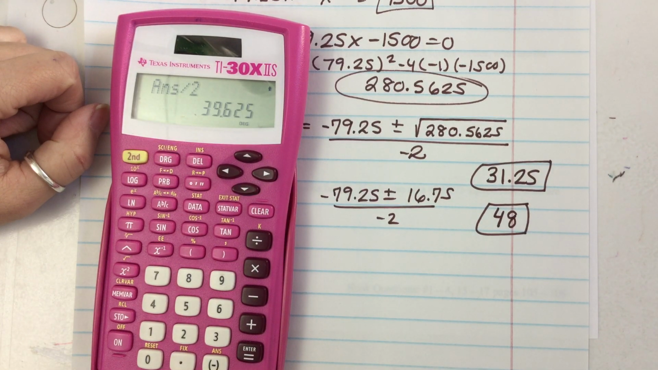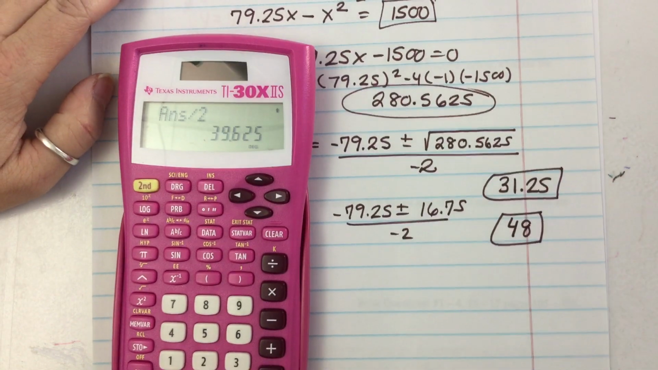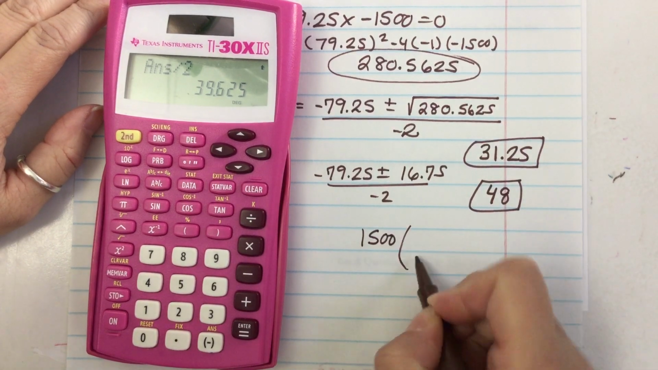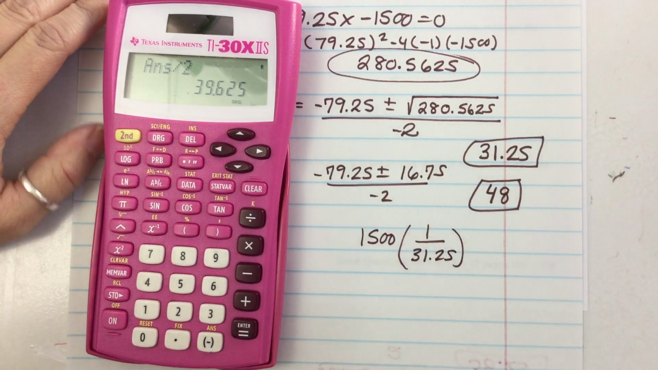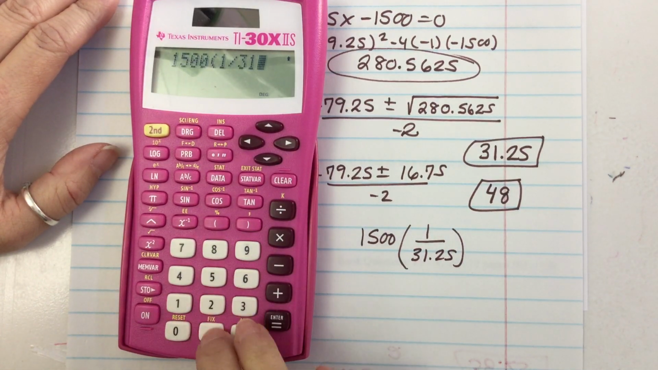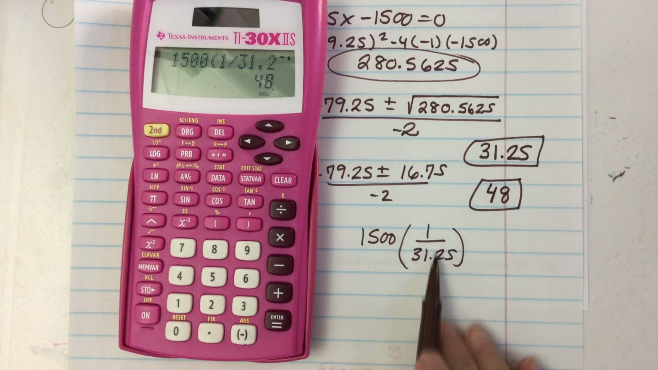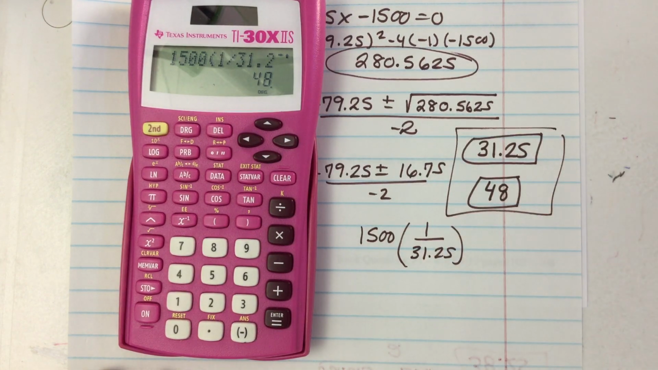39.625. Awesome. One number is 1,500 times the reciprocal of the other. Okay, so it doesn't say which one. So if I take 1,500 times the reciprocal of 1 over 31.25, let's see if we get 48. 1,500 times 1 over 31.25, we get 48. So 1,500 times the reciprocal of the other, we would be able to get the other number. Here are our two values.